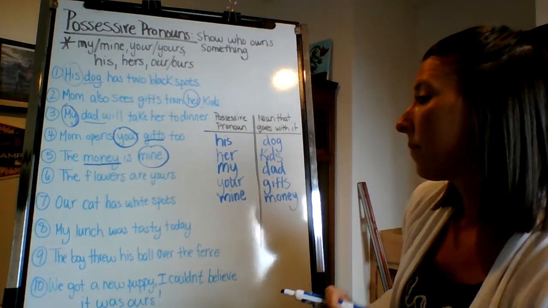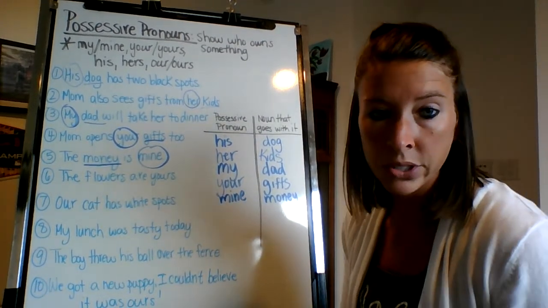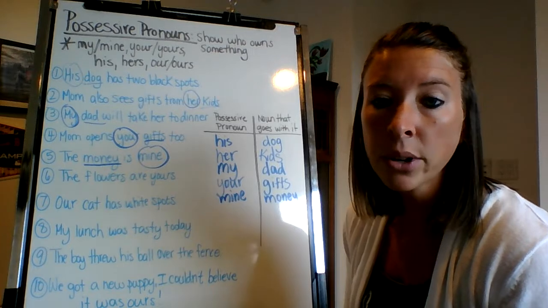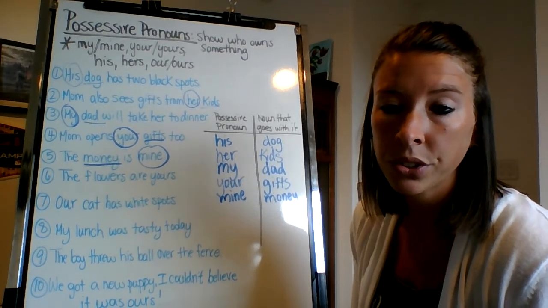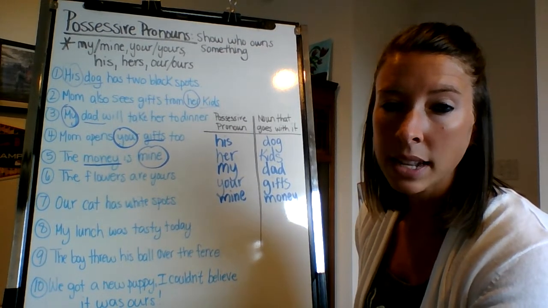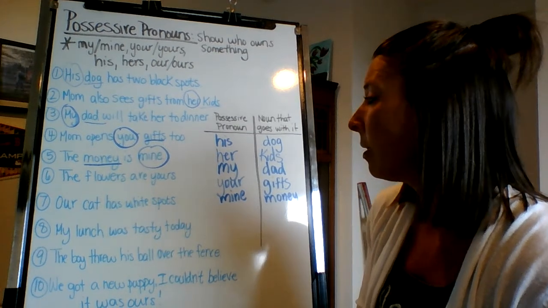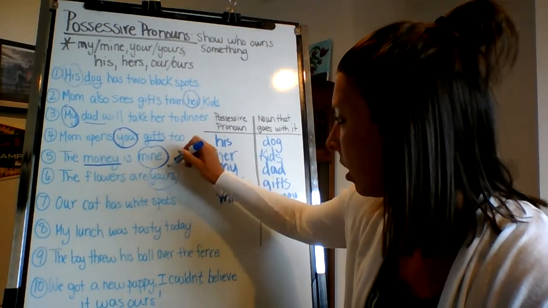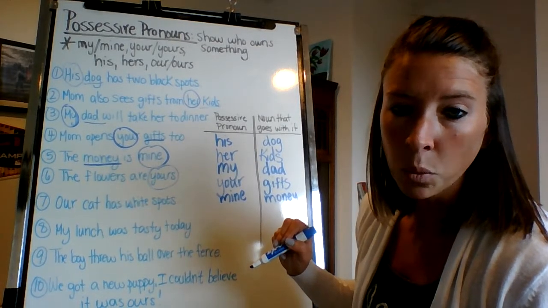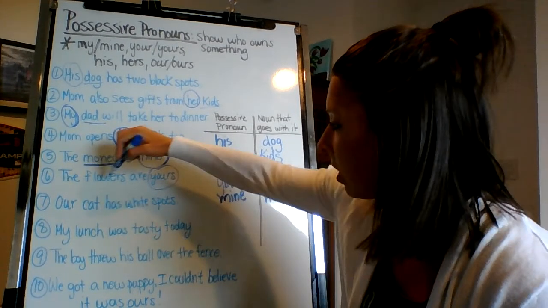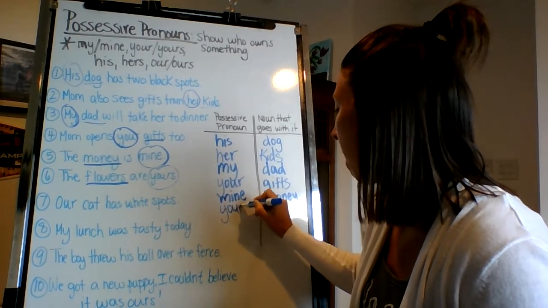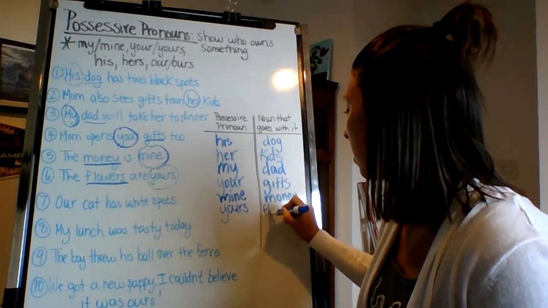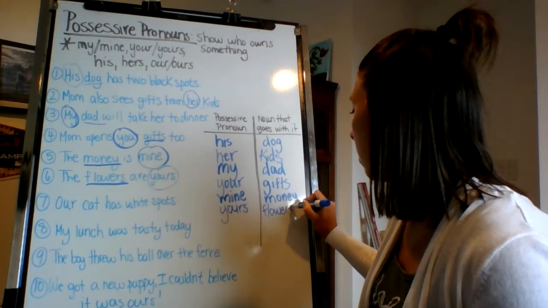Sentence number 6. The flowers are yours. Find the possessive pronoun and the noun that goes with it. You should have yours. And what goes with yours? Flowers, right? Yours. Flowers.